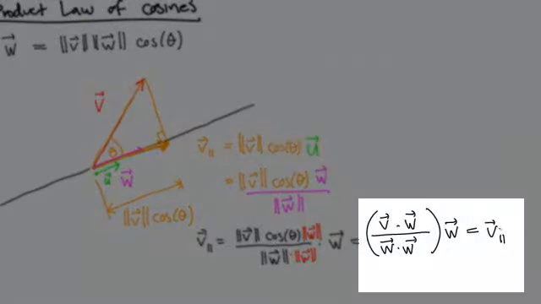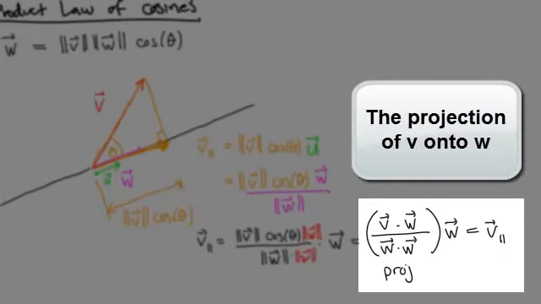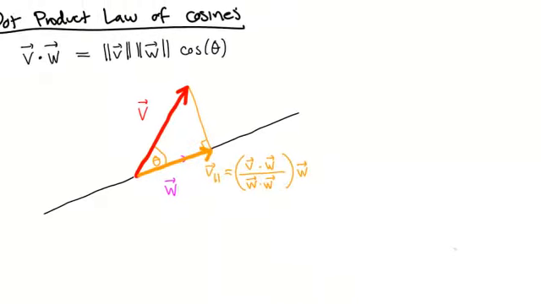So the vector component of v parallel to w is a multiple of w, and the multiple is v dot w over w dot w. In fact, this formula right here is sometimes called the projection of v onto w. So now we figured out the parallel side.